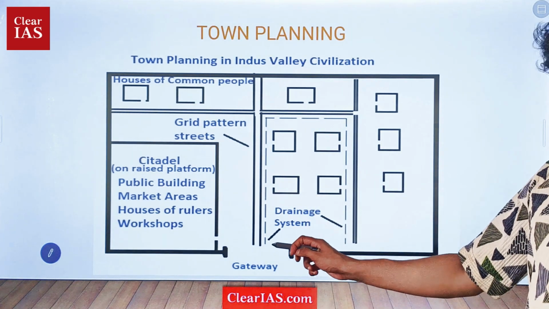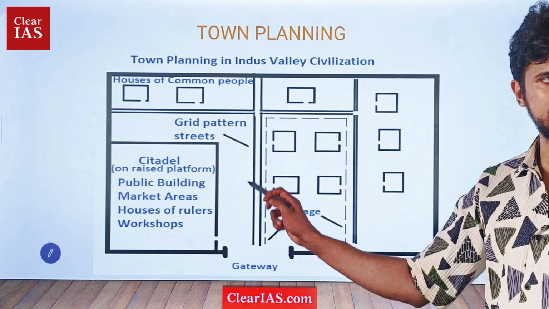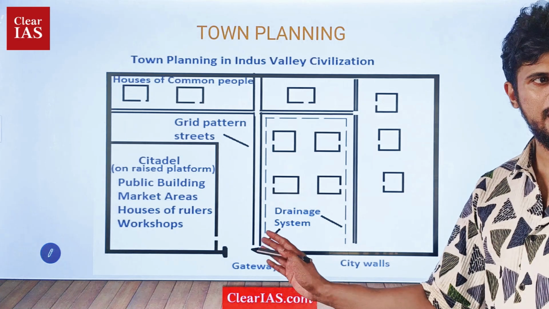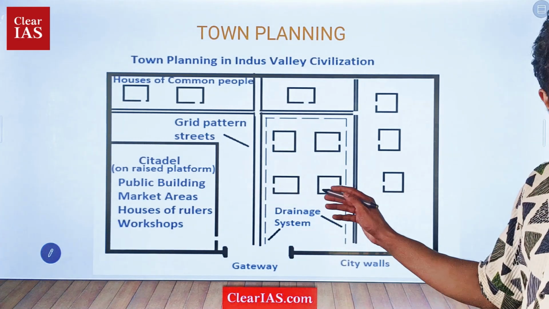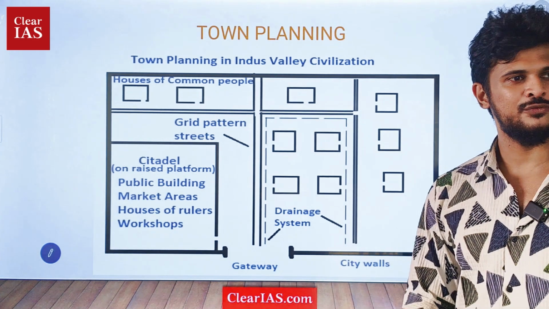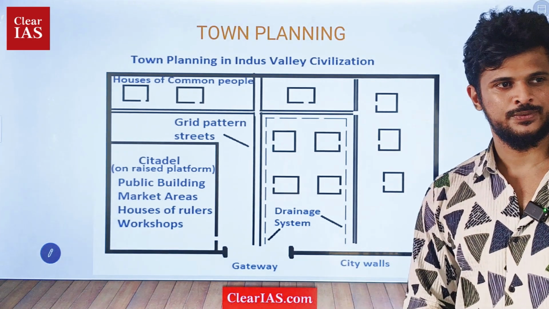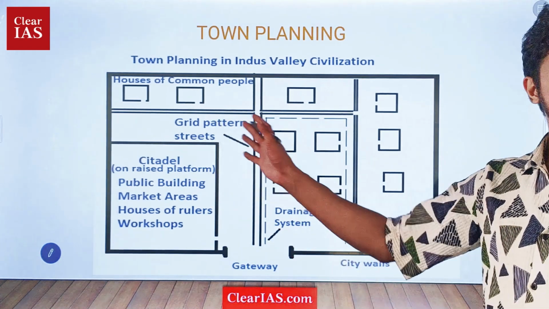And you can see drainage systems. The drainage lines run parallel to the streets. So parallel to the street, there will be drainage systems, and there will be connection channels from each house to these drainage systems. That is an unimaginable thing for a civilization that is 5,000 years old. There was an extensive drainage system in IVC, and there was a grid pattern street arrangement.